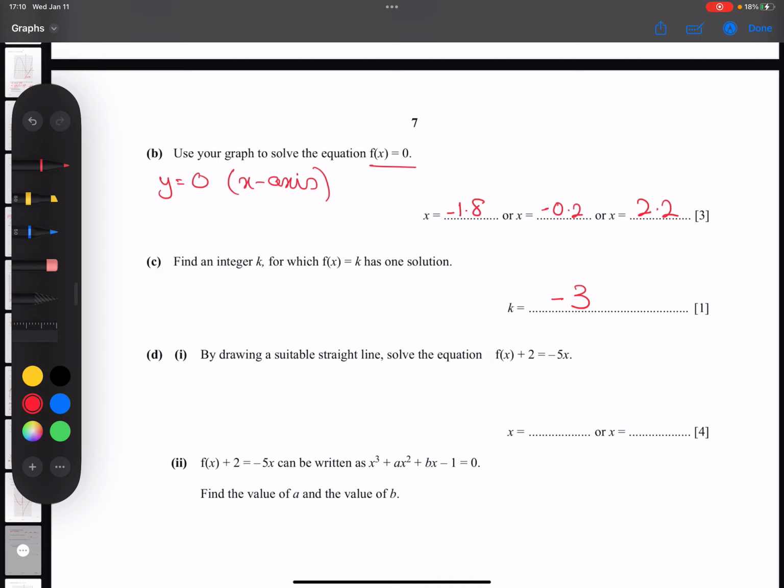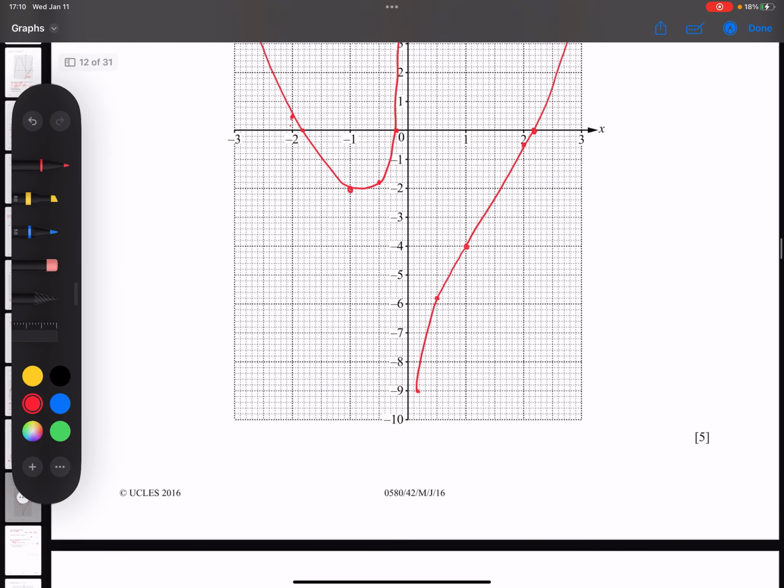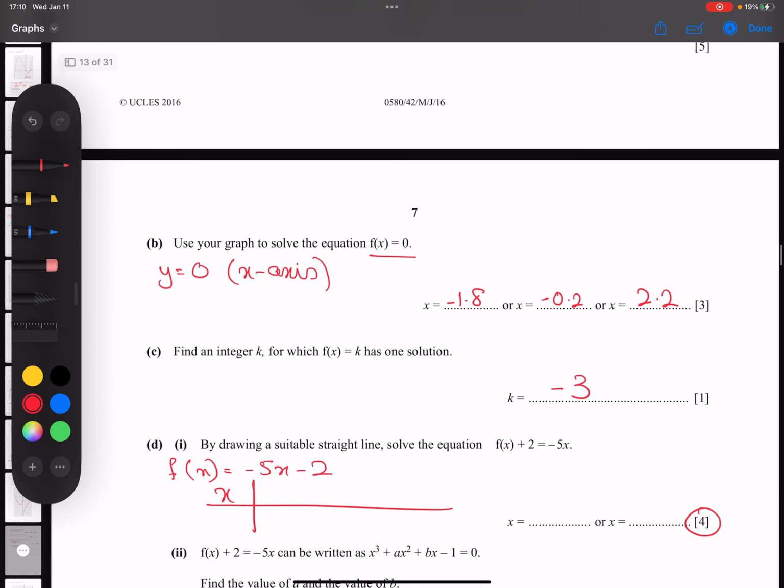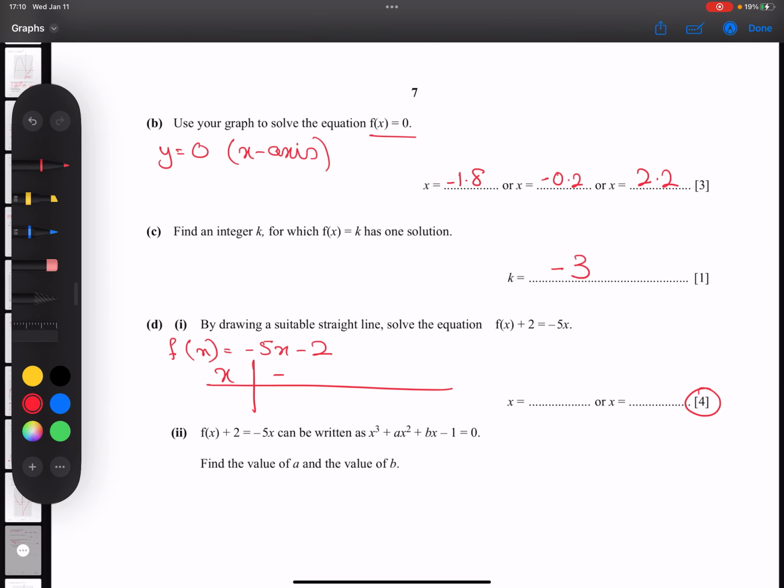By drawing a suitable straight line, solve the equation f of x plus 2 equals negative 5x. So you've got to make f of x the subject. So f of x equals negative 5x minus 2. Again, you've got to draw that line. Remember, 4 marks, very easy marks. You take any values of x. I'm going to take negative 1 and 0. Again, I like taking 0 because it's easy.